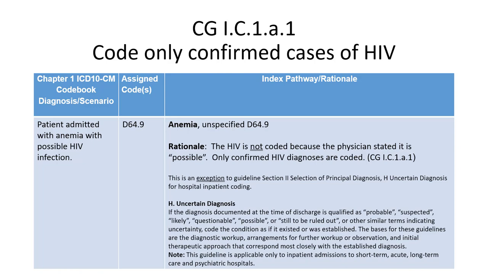The key word a coder is going to pick up on is the word possible, because we know we code only confirmed cases. So we would code the anemia. In an inpatient setting, if a physician says probable, possible, most likely, those kinds of things, you would code it as though it exists. But the way this guideline is written, it tells us this is an exception to that guideline on the selection of principal diagnosis.